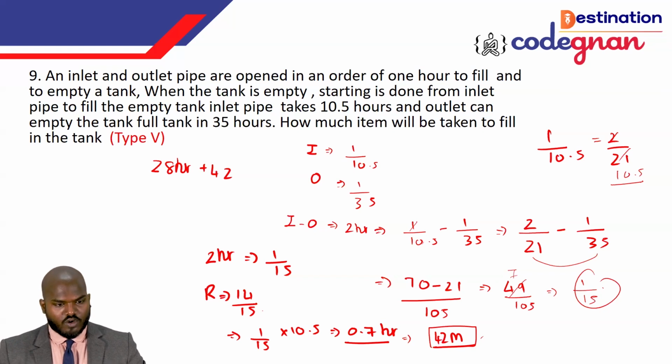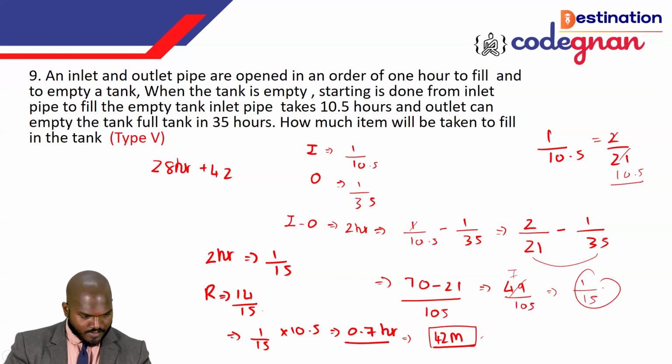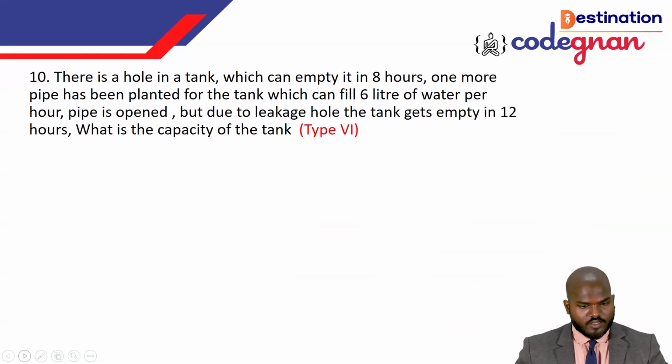Okay, so we'll go for the next question, guys. It belongs to type 6 with respect to the capacity they have mentioned here. Only one final question we want to see in this place, and then we can move on. There is a hole in a tank which can empty it in 8 hours, and one more pipe has been planted for the tank which can fill 6 liters of water per hour.